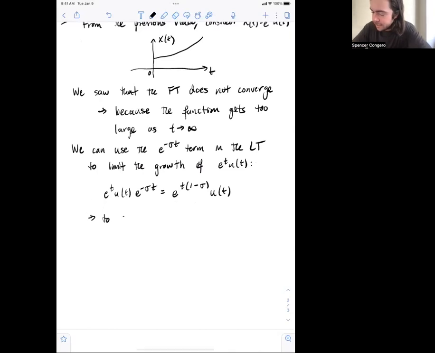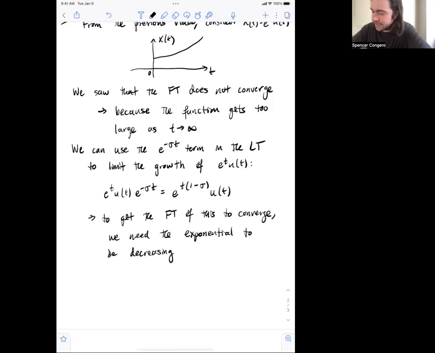Okay, so to get the Fourier transform of this to converge, which again is what we're really doing here, the Laplace transform with the real part of s equal to sigma, now we're taking the Fourier transform of this resulting function. We need the exponential to be decreasing.